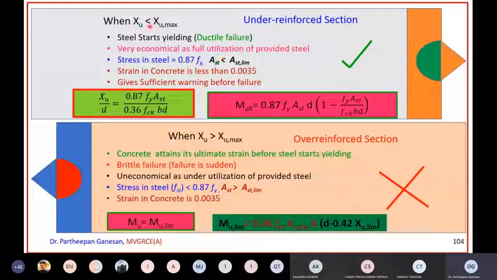Remember, when you keep on decreasing the AST, your XU is going to decrease because it is a linear relationship. XU is linearly related with the AST. When you start reducing AST, your XU is going to go on decreasing. For a fixed grade of steel and section, if you reduce AST, XU is going to decrease. Similarly, if you keep on increasing AST, XU is going to increase.